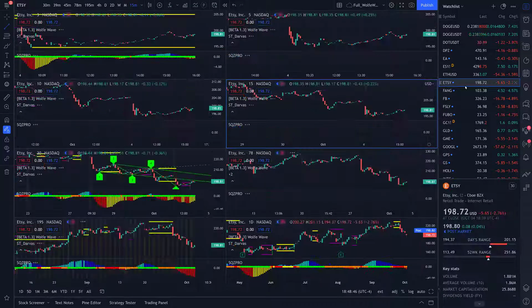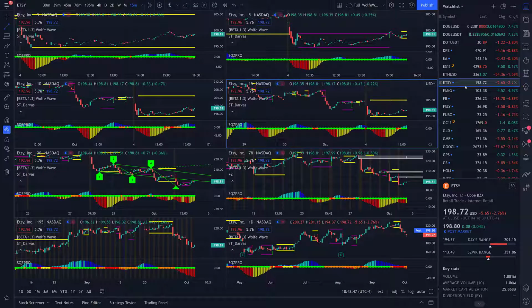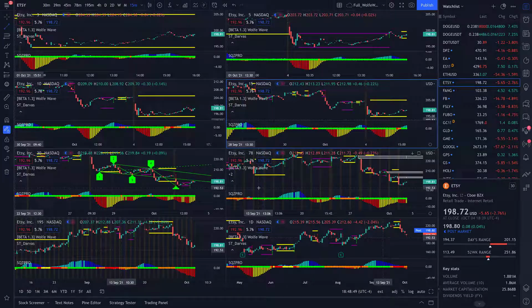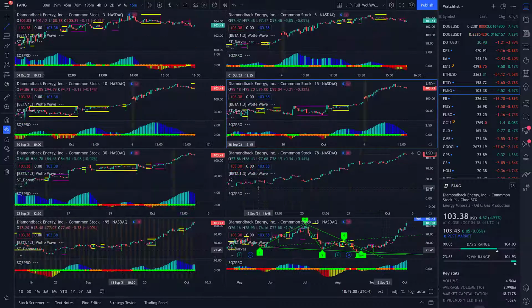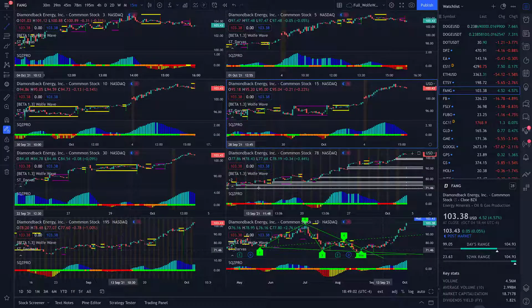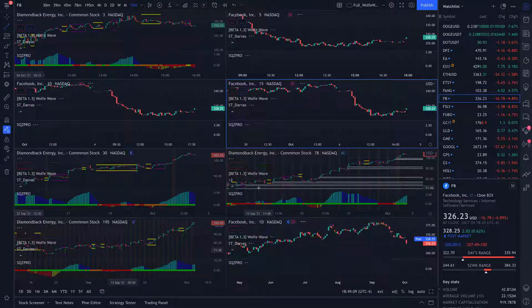Ethereum, Etsy. So Etsy, you can see there's a 30-minute time frame, and you can see there's just so many trades that you can easily put on. And that's another problem with these Wolfe waves, and also a problem in trading, is that you can take on a lot of different... look at that FANG stock. FANG off that A6. Jeez. Breaking all the rules there.